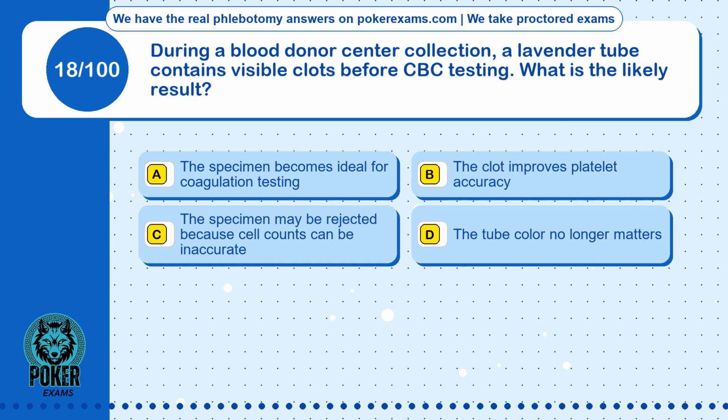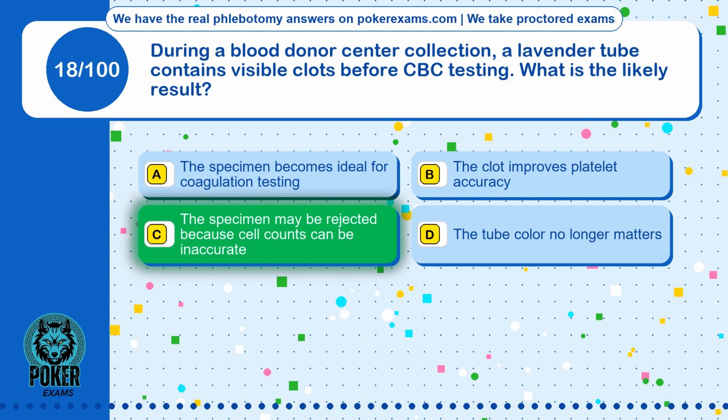Question 18. During a blood donor center collection, a lavender tube contains visible clots before CBC testing. What is the likely result? Option A. The specimen becomes ideal for coagulation testing. Option B. The clot improves platelet accuracy. Option C. The specimen may be rejected because cell counts can be inaccurate. Option D. The tube color no longer matters.